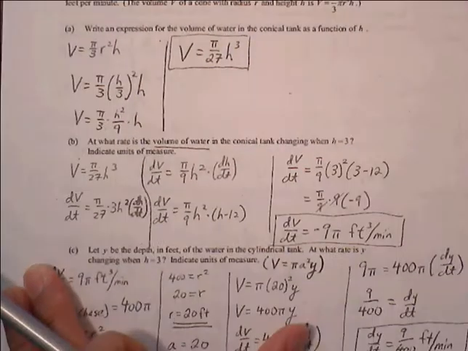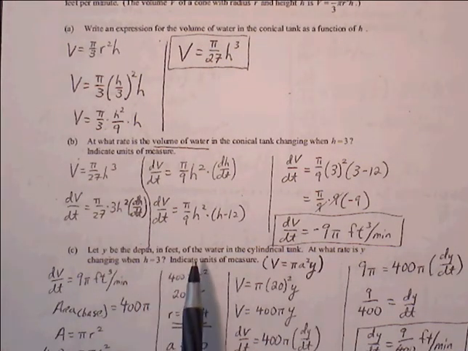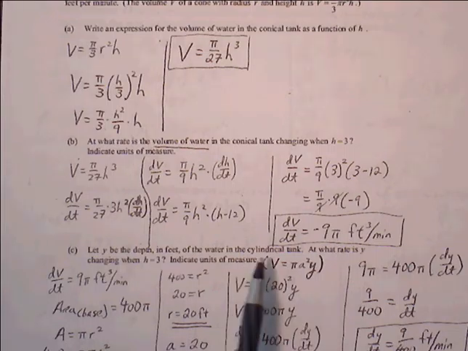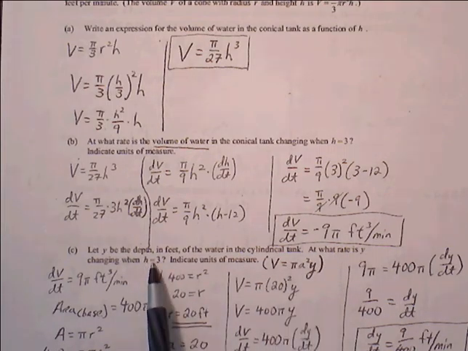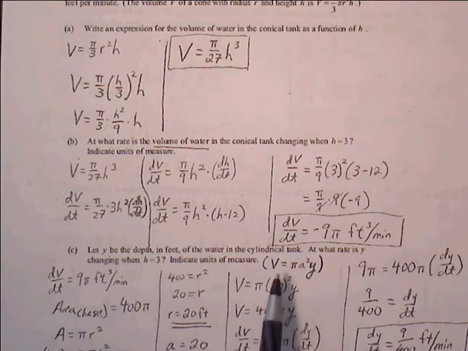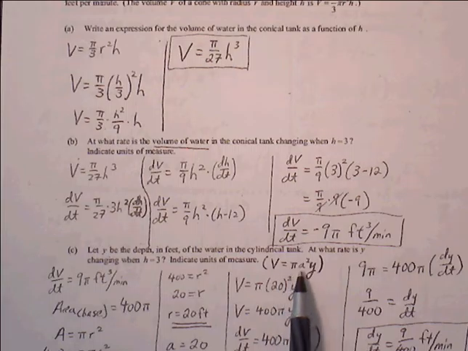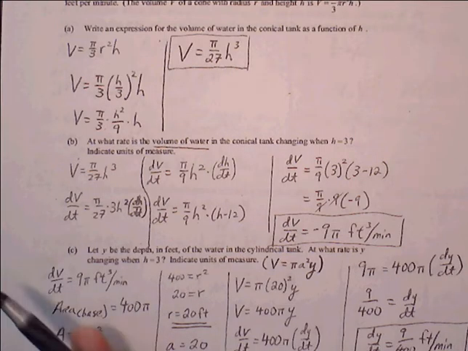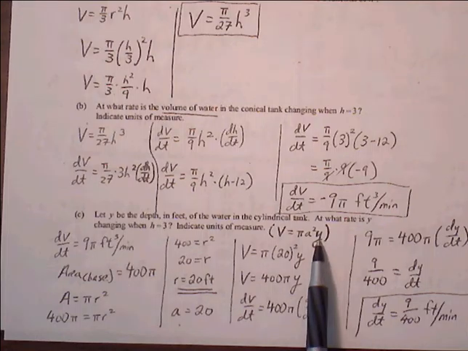All right, so part C. Let y be the depth of the water in the cylindrical tank. At what rate is y changing? So we're trying to find the rate of change of the depth of water. So let's first start off with the equation for our cylinder. The volume is V equals pi r squared h. But instead of using r and h, we'll use a to represent the radius of the cylinder, and y to represent the height of the cylinder, or the water level's height.